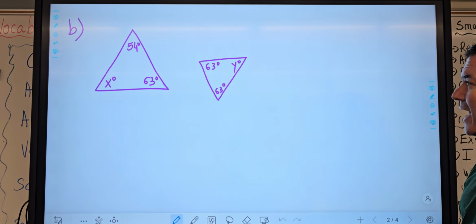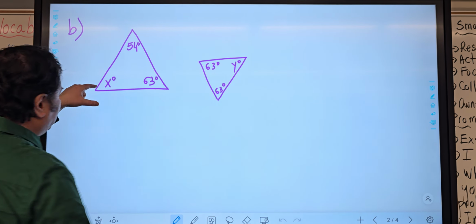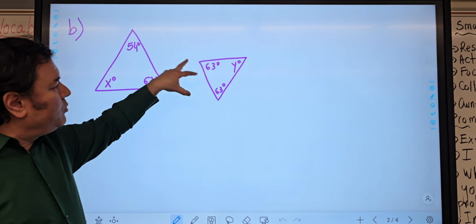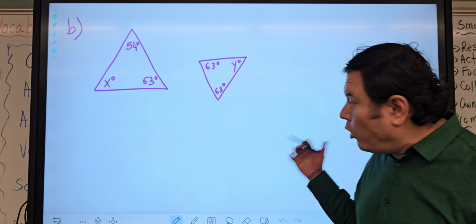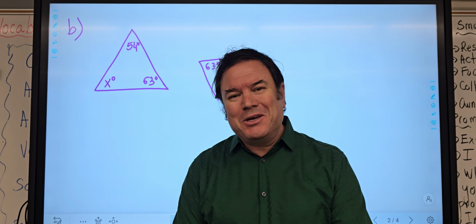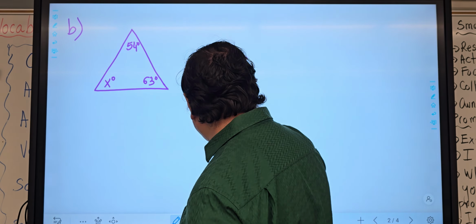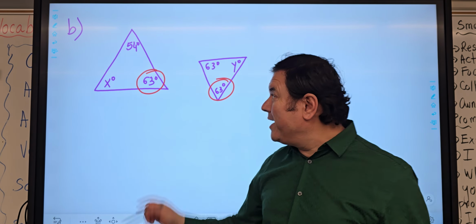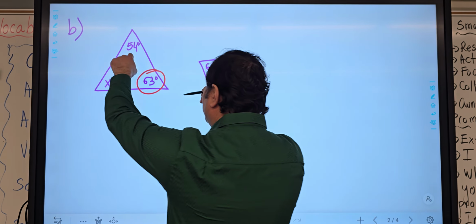Now let's take a look at another example here. Here we have this triangle. Here we have x degrees. We do not know this angle, but we know the other two angles. And here we know two angles, but we do not know another angle. Now, always look to see if both of these triangles have any angles in common. We see here that this angle is 63 degrees, and the other triangle has also an angle that is 63 degrees. But the other two angles don't match.